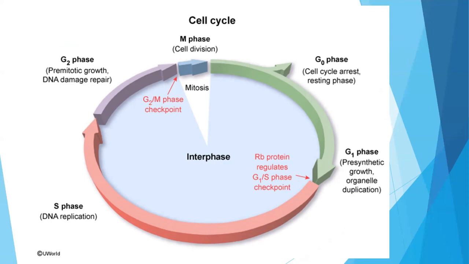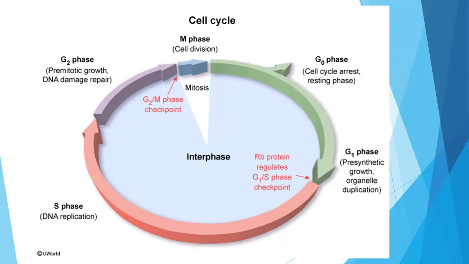When these cells get activated, they enter the G1 phase. The G1 phase is when there is pre-synthetic growth or organelle duplication. There is no multiplication of cells, but the cell prepares for replication. The cell prepares for the synthesis phase. The synthesis phase, also called the S phase, is where DNA replication occurs.